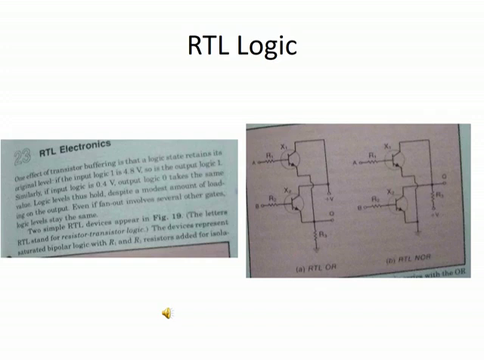The next one is another connection. This is the NOR circuit. NOR circuit means there are two inputs, A and B. When both inputs are 0, the output will be 1.